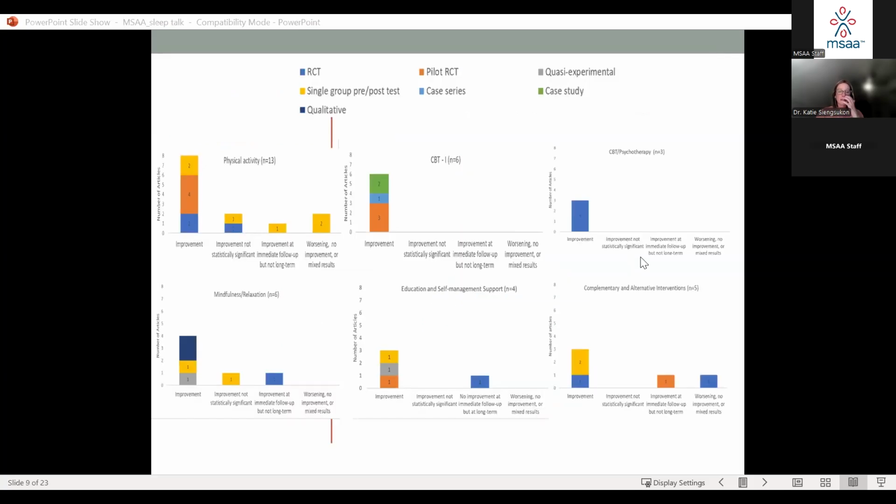And so if we look at these studies together, these different tables, let me just orient you a little bit first. That vertical axis is the number of articles. And then we have them grouped by those categories that we just talked about. So physical activity, cognitive behavioral therapy for insomnia in the middle on the top, and then CBT for psychotherapy in the upper right-hand side, mindfulness, relaxation, education, self-management, and then the complementary and alternative interventions.